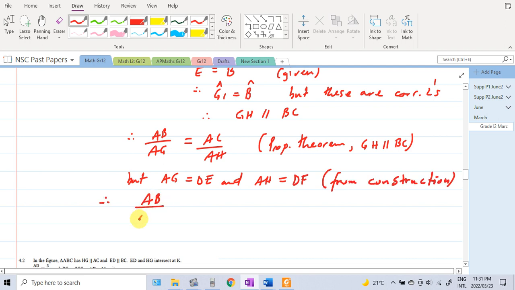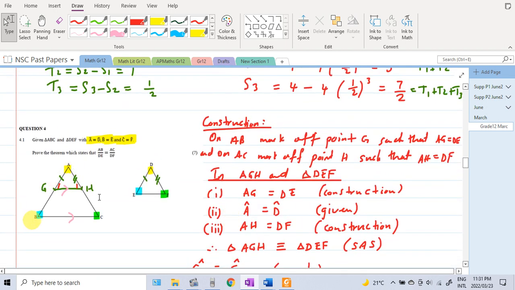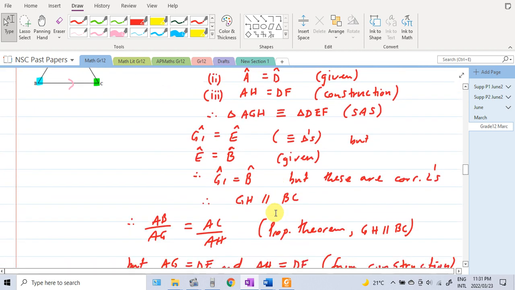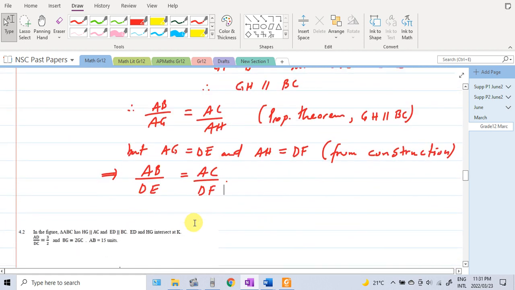Therefore, AB over AG implies AB over DE is now equal to AC over DF. So did we prove it? AB over DE equals AC over DF. Perfect, right? And that's how we should get our 7 marks.